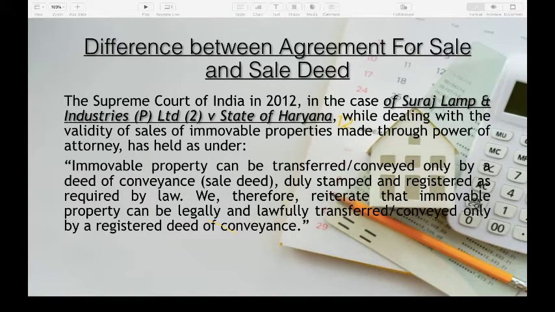Now, when you refer to section 54 very specifically of TOPA, it enacts that the sale of an immovable property can only be made by a registered instrument, and an agreement for sale does not at all create any right or interest charge on its subject matter.